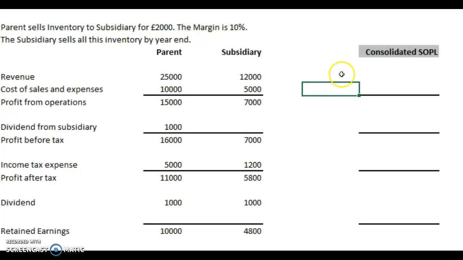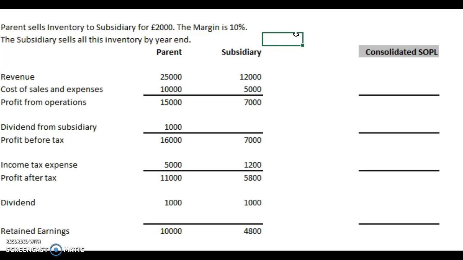Okay, we have another example of the consolidated statement of profit and loss, and this one is again slightly more difficult. What we have here is the same parent and subsidiary relationship. The parent owns 100% of the subsidiary, so there's no NCI to deal with in this example. But what we have here is a very common occurrence, that the parent has sold inventory to the subsidiary for £2,000 during the year. The margin for the sale was at 10%.